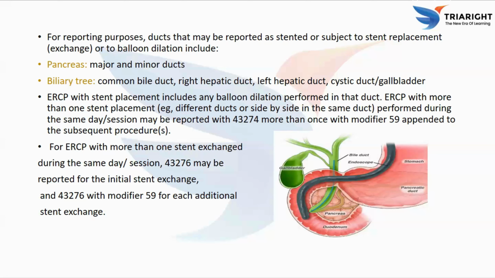So here is a diagram which shows you the endoscope passing through the esophagus, then the stomach and then into the duodenum. It shows cannulation of the bile duct as well as the pancreatic duct. You can also see the location of the gallbladder and pancreas and also the common bile duct in this picture. So this helps you to visualize how ERCP accesses the ducts, and why multiple ducts may be treated in one session.